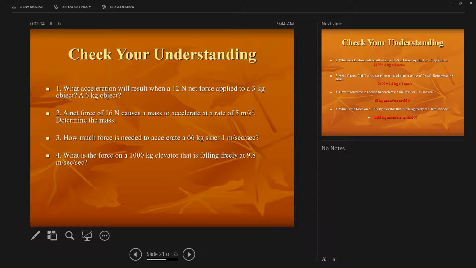How much force is needed to accelerate a 66 kilogram skier at 1 meter per second squared? So force is equal to mass times acceleration. So it would be 66 times 1, or 66 newtons. What is the force on a 1,000 kilogram elevator that is falling freely at 9.8 meters per second squared? That'd be 9,800 newtons.